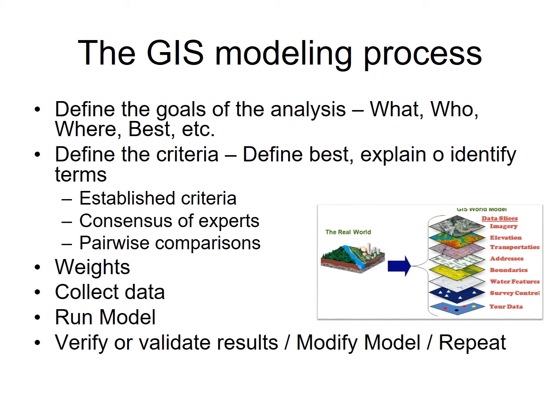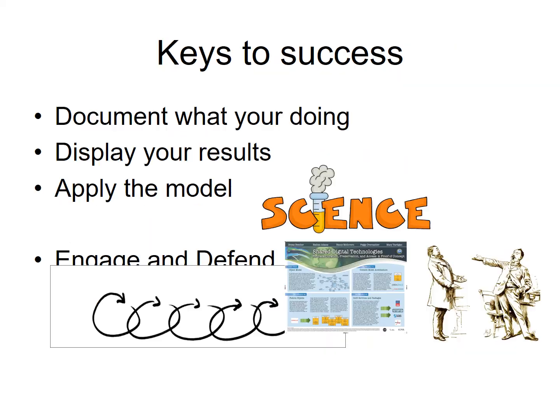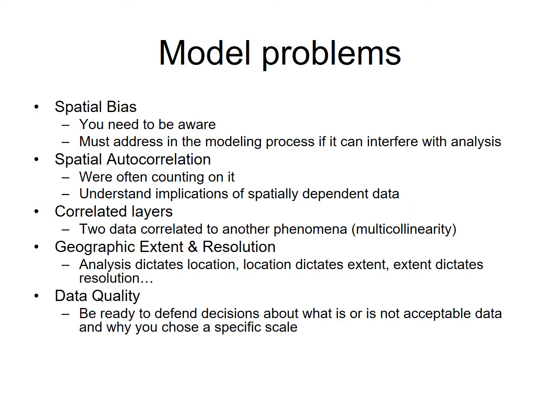Modeling process. Figure out what your goals are: the who, what, where, when. Define the best criteria. Bring it all together. What are the weights? You collect the data, you run the model, you validate, you have results. You do it again and again and again until you end up with a model that works. What are the keys to success? Document what you're doing, display your results, apply your model, engage and defend what you've done.